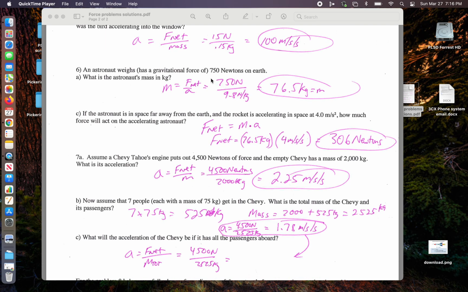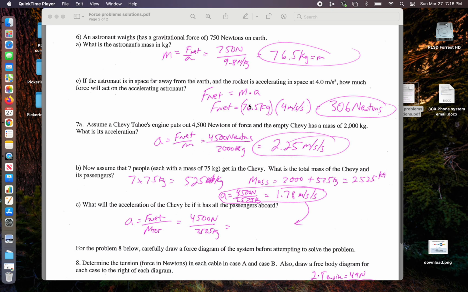An astronaut weighed 750 newtons on Earth. What's the astronaut's mass? Again, rearranging this, around 76.5 kilograms. You could have also gotten 75 kilograms if you used 10 meters per second squared or 10 newtons per kilogram for the gravitational field strength of the Earth. If the astronaut's in space far away from the Earth and the rocket is accelerating 4 meters per second squared, how much force will act on the astronaut?